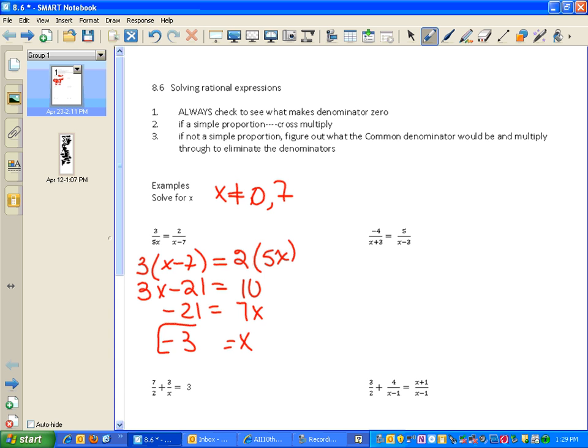Okay, this solution, the way we check, cannot exist here. The things that x can't be are 0 and 7. What did we get when we solved? Negative 3. Is this an okay solution then? Absolutely, we're good to go. So we start out easy and we get harder.